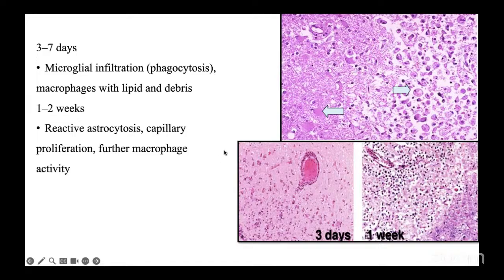Then comes the reactive astrocytosis and capillary proliferation. If we remember from the inflammation chapter, first there is acute inflammation, then it goes to chronic, then there will be some granulation tissue formation after the chronic inflammation. Similarly, in the brain also, initially we'll see the acute inflammatory cells, then it slowly progresses to the chronic and then macrophages, then comes the granulation tissue. In the granulation tissue, what we can see is the proliferation of the capillaries, some chronic inflammatory cells, reactive astrocytes, capillary proliferation, some macrophage activity and some chronic inflammation.